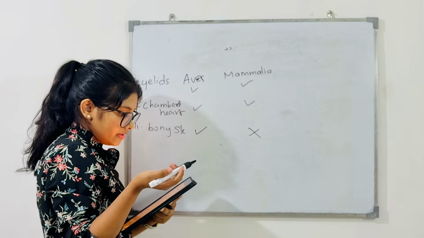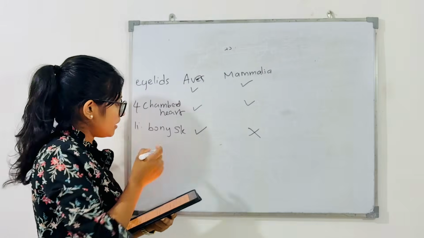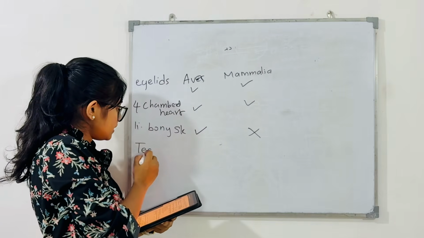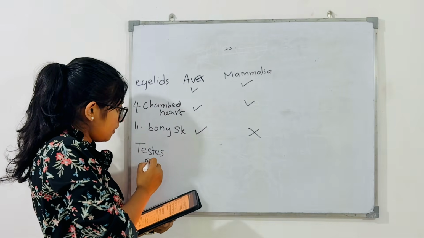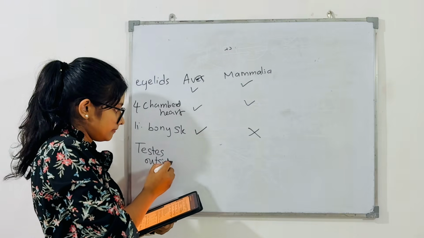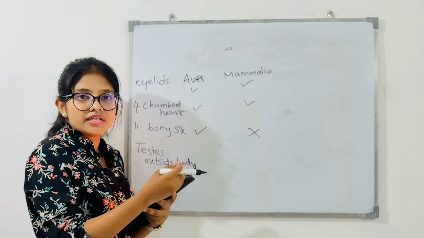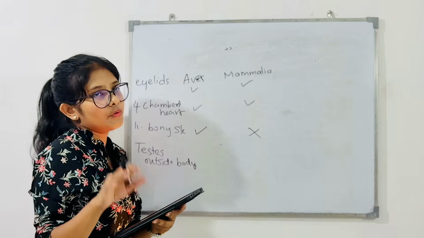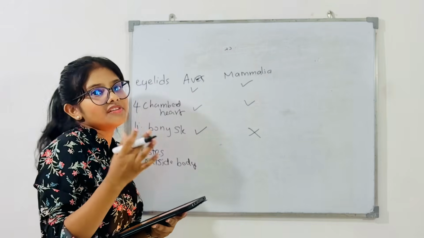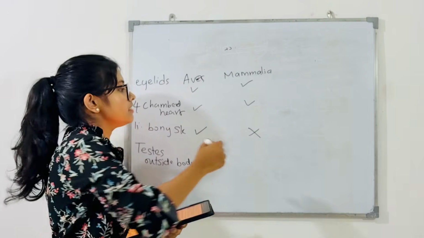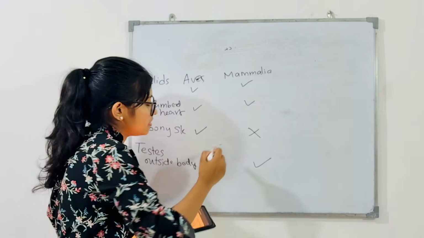The next one is testes are present outside the body. I am pretty sure you have never ever seen testes of a bird outside the body, right? If so, it will be really funny, right? So only mammalia have this feature.